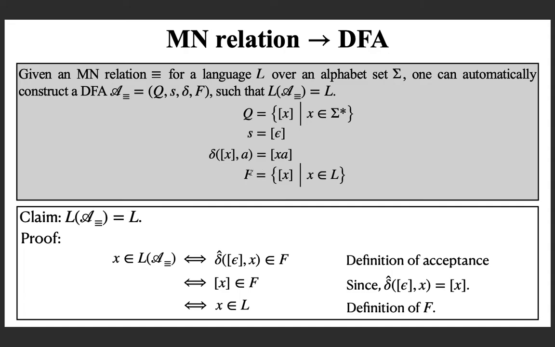Why? You just look at the definition of F. It is the equivalence class of x such that x is in the language. That is, this equivalence class is an element of F if x is in the language. This is the definition of F. I am just applying the definition of F. So we proved that x is in the language of the constructed automaton if and only if x is an element of the language on which the MN relation was defined. So the correctness is also proved.